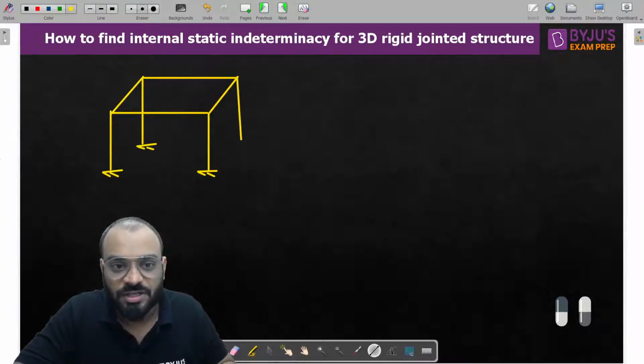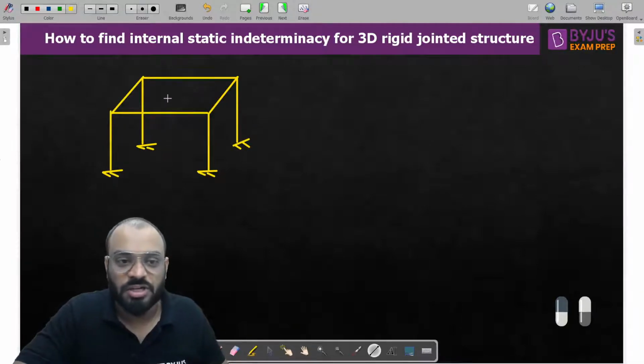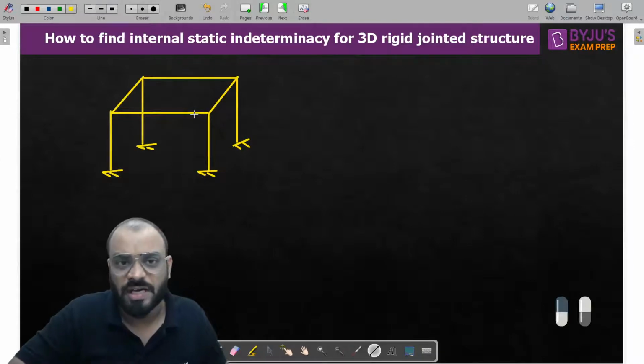3D rigid jointed structure. Now tell me, right now you need to put a cut over here, guys, so that the structure will become open, right? So let me tell you what is that trick basically.